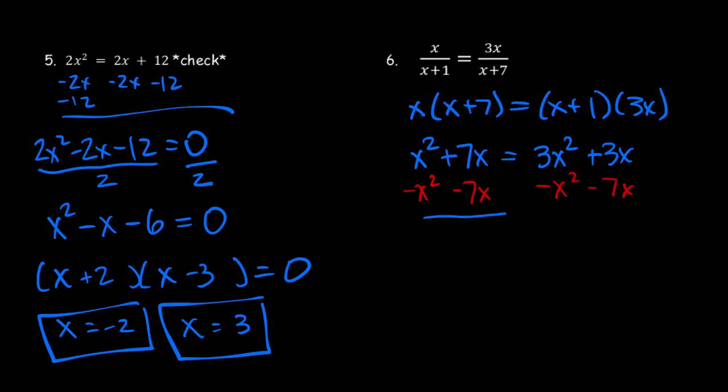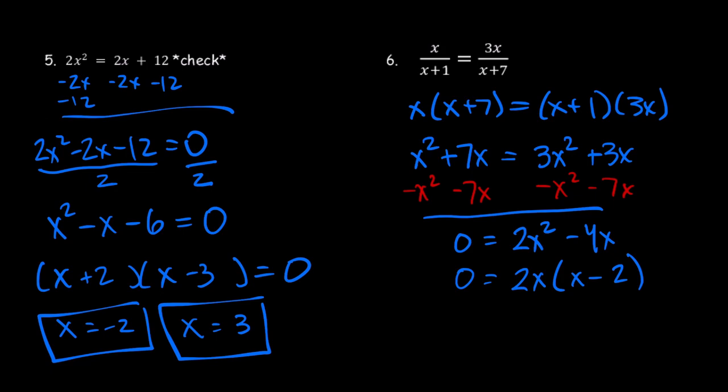Doesn't really matter what side the variables are on, could be the right, could be the left. So I get 0 equals 3x squared minus x squared is 2x squared. 3x minus 7x is negative 4x. Now let's take out a GCF. They both have a 2, and they both have an x. So take out a 2x. That gives me an x. Take out a 2x there, and I believe that gives me a 2.